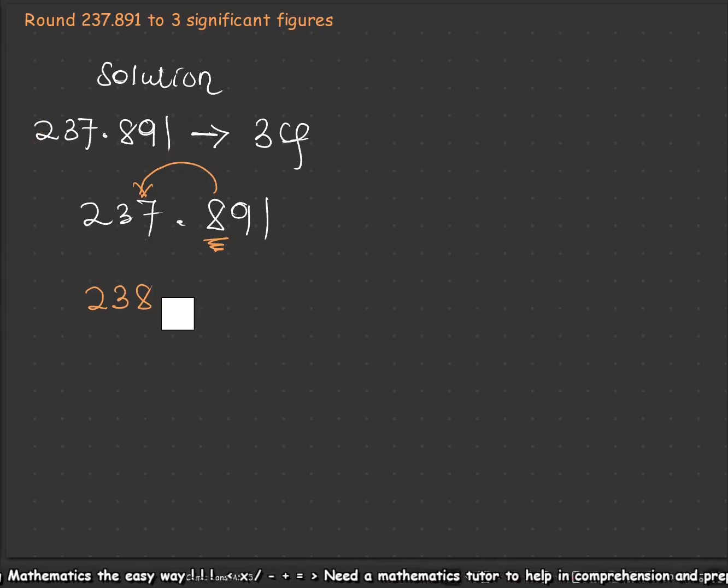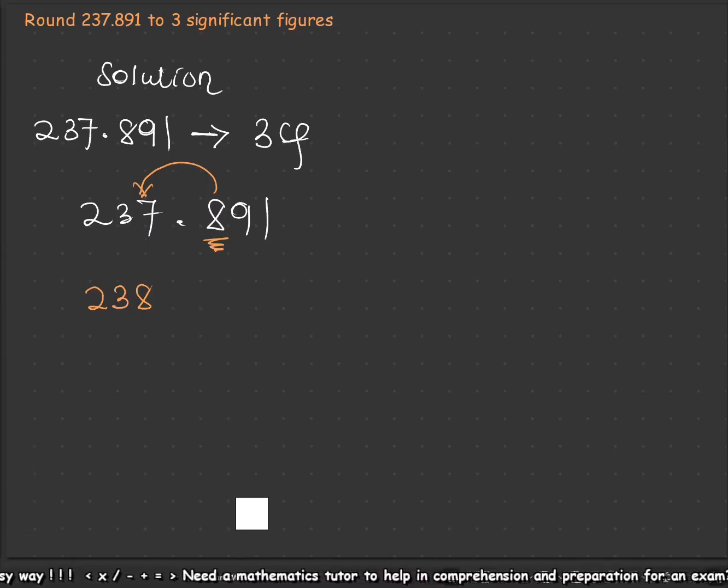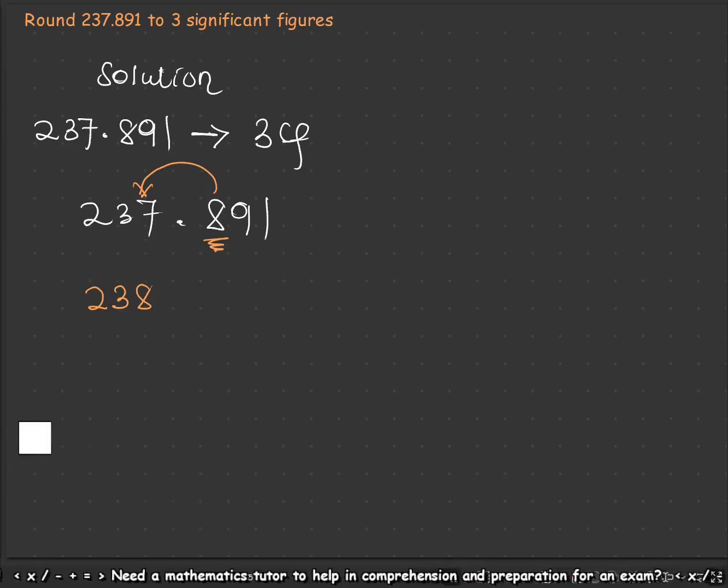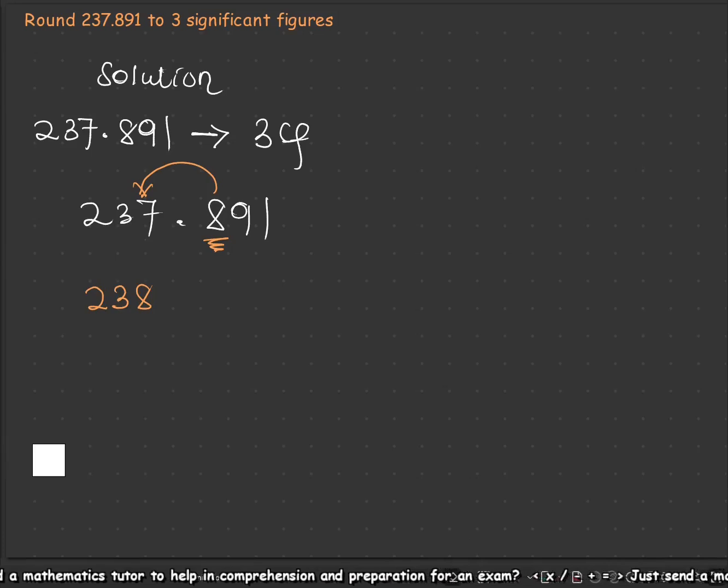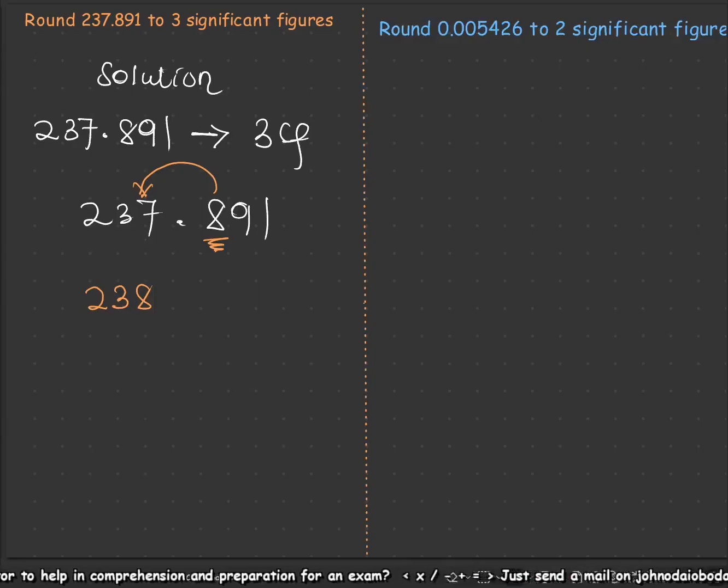Let me clean the decimal point as well. So basically, that is how we convert numbers into significant figures. You are always rounding. If they are saying 3, then round the fourth one, either up or down, depending on its value.